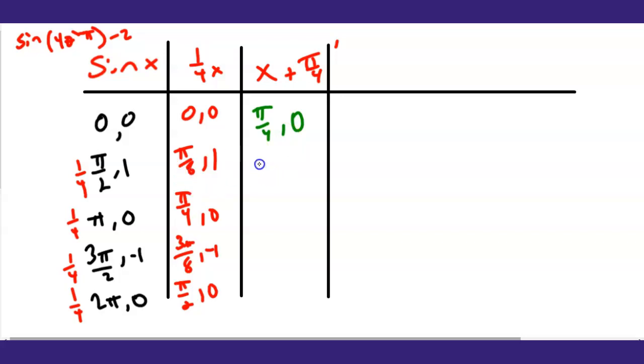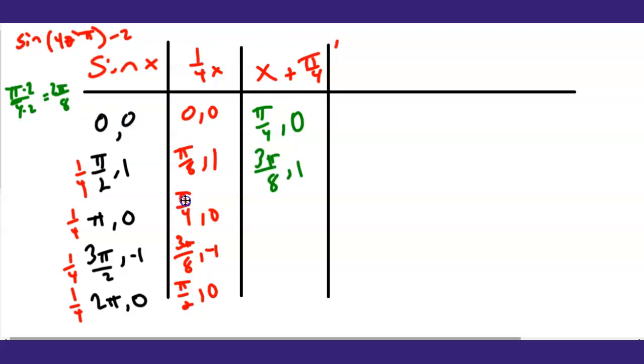Pi over 8 plus pi over 4. When you combine denominators, I got to make pi over 4 into eighths. Pi over 4, I want to have a denominator of 8, so I multiply by 2 at the bottom and by 2 at the top. So that's 2 pi over 8. So now, pi over 8 plus 2 pi over 8 is 3 pi over 8. I understand I converted it already.